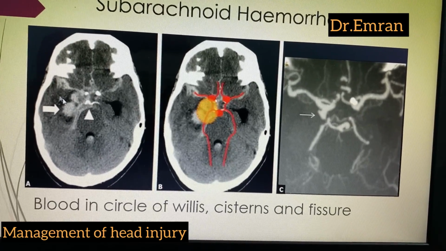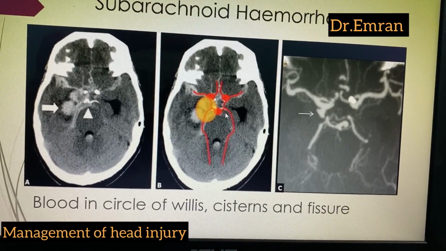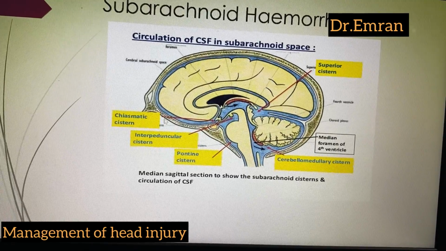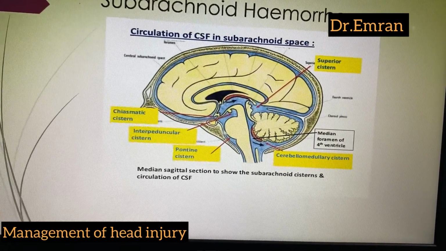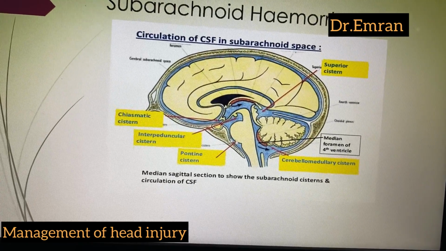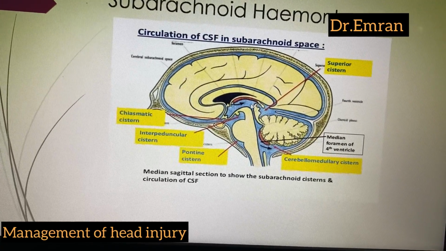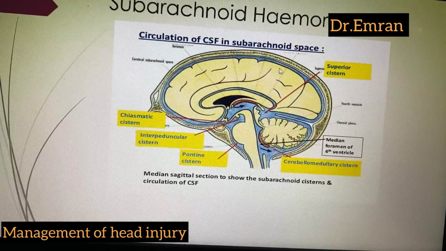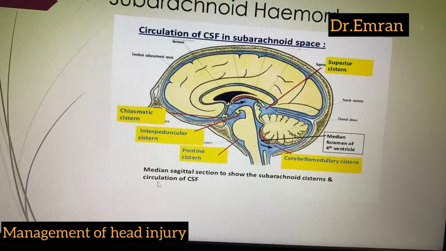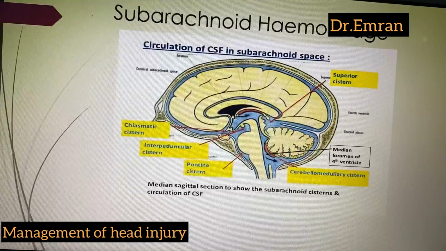This is subarachnoid hemorrhage. Blood collects in the circle of Willis, cisterns and fissures. You are seeing that. So blood collected in any subarachnoid space, anywhere. It may be the pontine cistern, interpeduncular cistern, prepontine cistern, cerebellomedullary cistern, superior cistern, anywhere. Blood in any part of the subarachnoid space, where CSF circulates, is called subarachnoid hemorrhage.